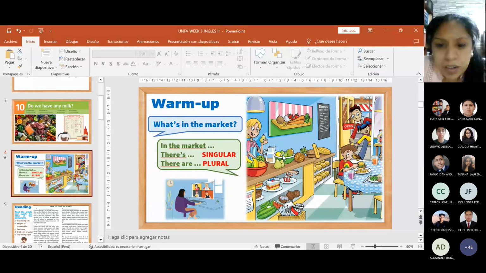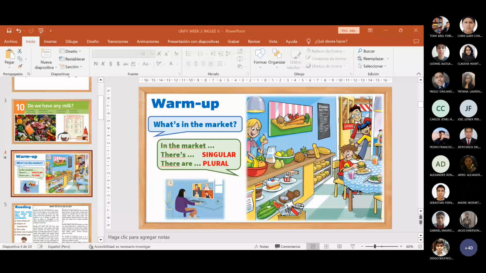There is a pear on the woman's hand. There is a hamburger. There are carrots. There are tomatoes. What else? ¿Qué más puedo observar en esa parte? Watermelons. There is a newspaper.